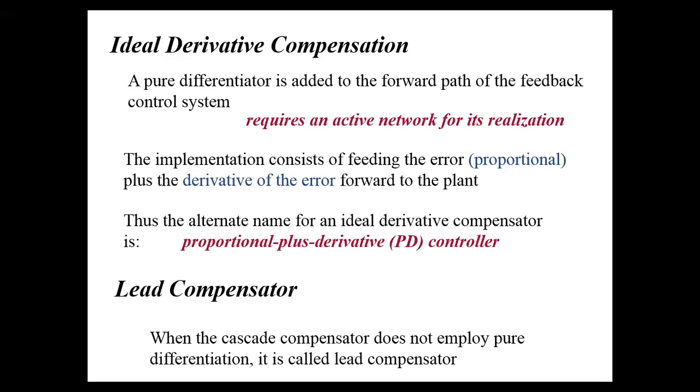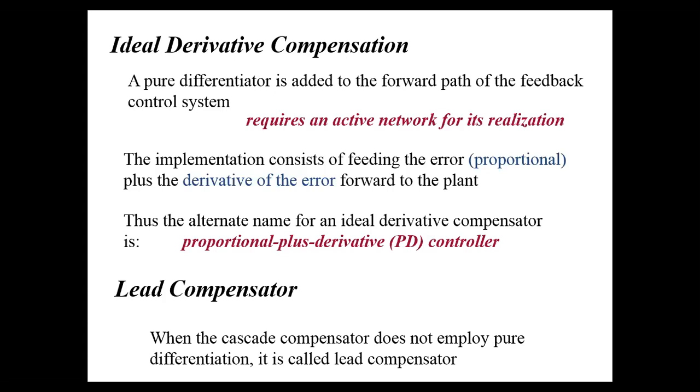The first technique that we will discuss will be the ideal derivative compensation. With ideal derivative compensation, a pure differentiator is added to the forward path of the feedback control system. We will see that the result of adding differentiation is the addition of a zero to the forward path transfer function. This type of compensation requires an active network for its realization.